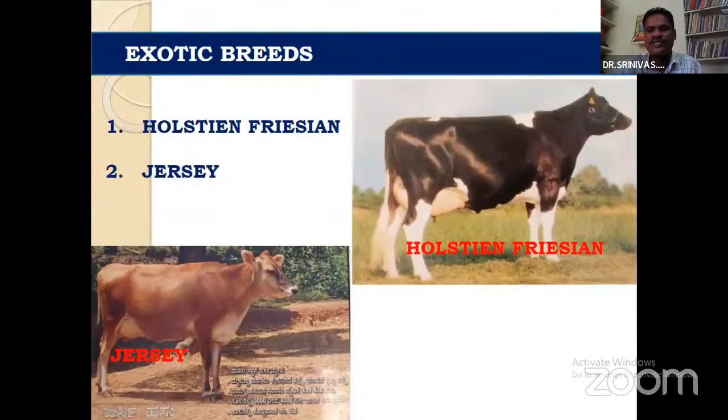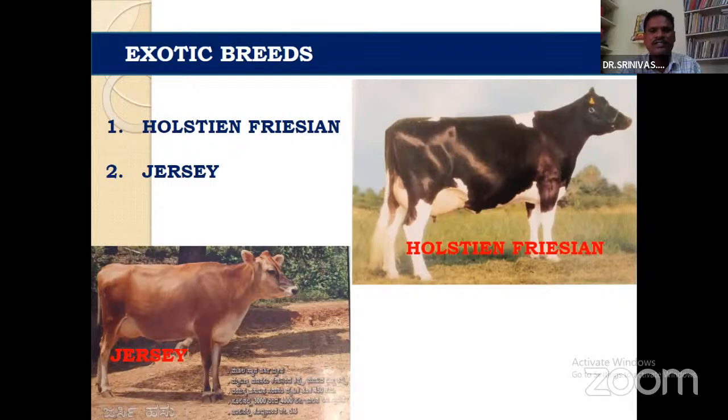Let me take Holstein Friesian first. This Holstein Friesian is a breed which originated in Holland. It has very good milk yield. In its native conditions, it can give up to 40 liters of milk per day. You can see the color; usually it comes in black and white forms. Its high milk yield is the main important character. Even in our Indian conditions, it can give up to 20 liters of milk. This is a main important breed of high milk yield.